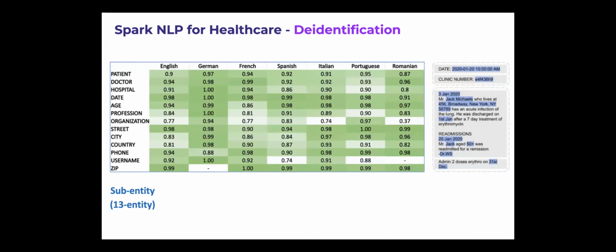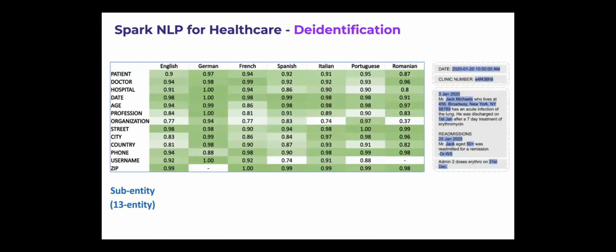So in this slide, you see the 7 languages that we support right now. We have various sets of entities, what we call sub-entity, 13 entity level. We have a coarse level, like 7 entity level, as well. So this is the most granular version of the identification.